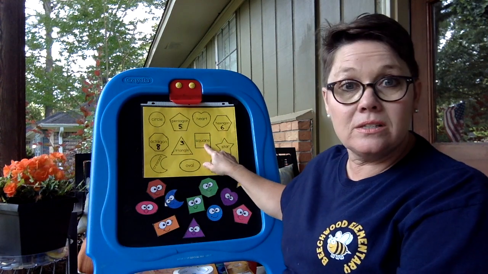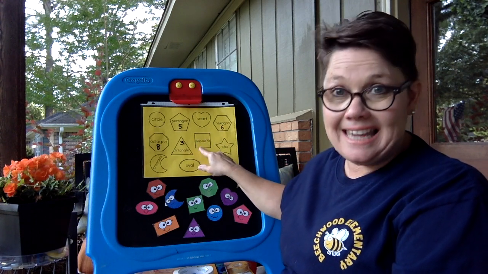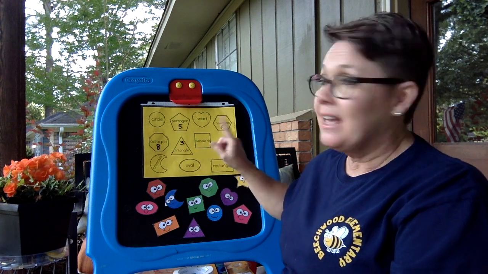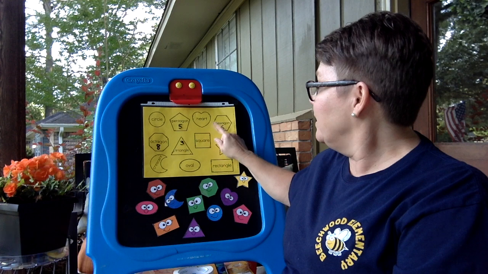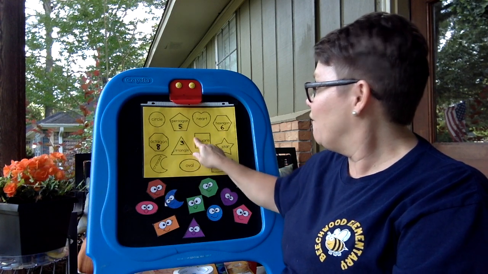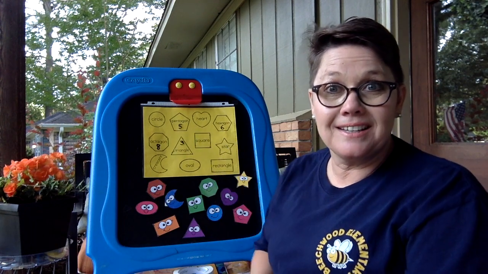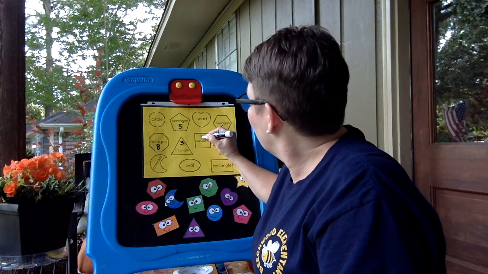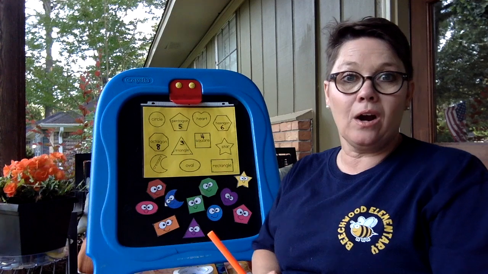Okay. Now, what is this shape? Do you remember? Yes, you're right. This is a square. Let's count the sides together. Ready? One, two, three, four. The square has four sides. Four. So let's write that in there. Four sides. There. We wrote the number four.